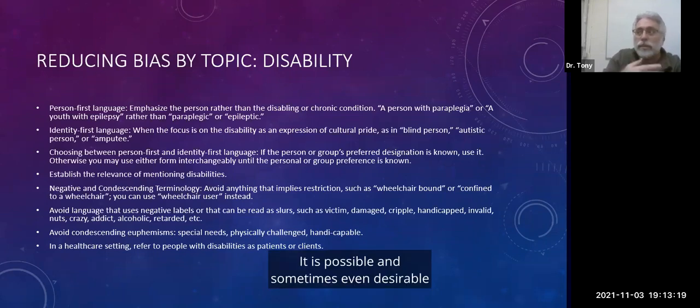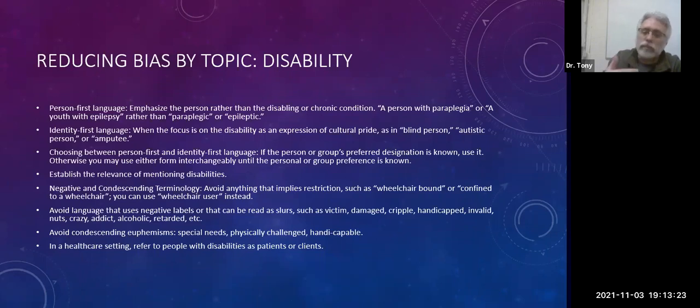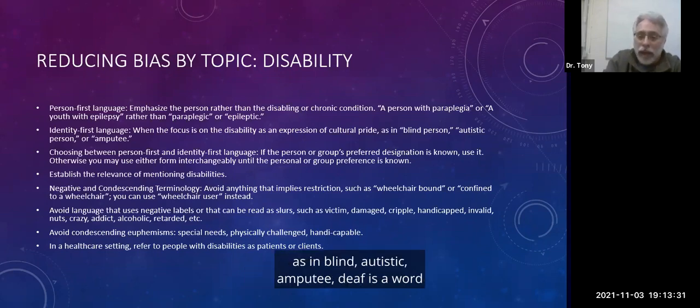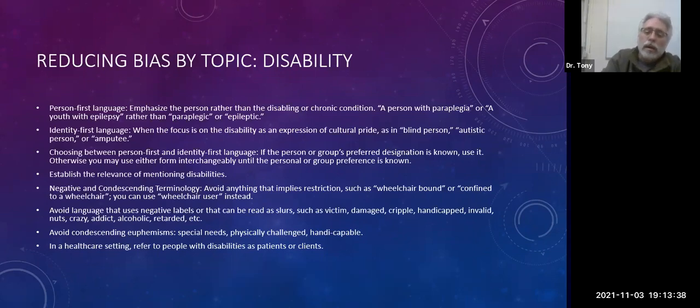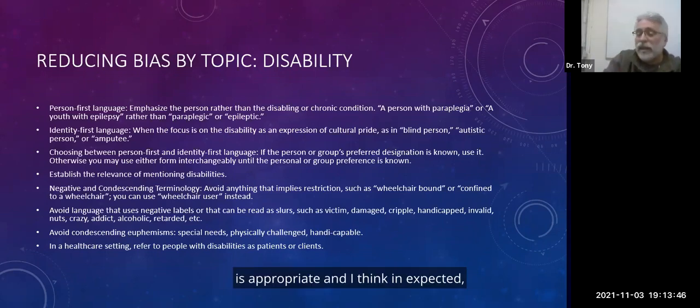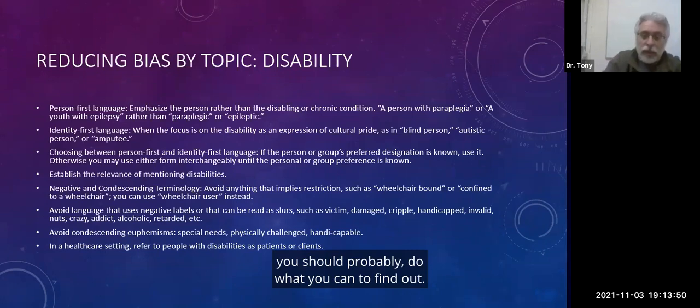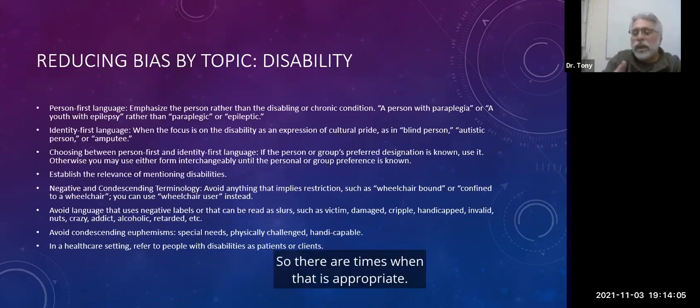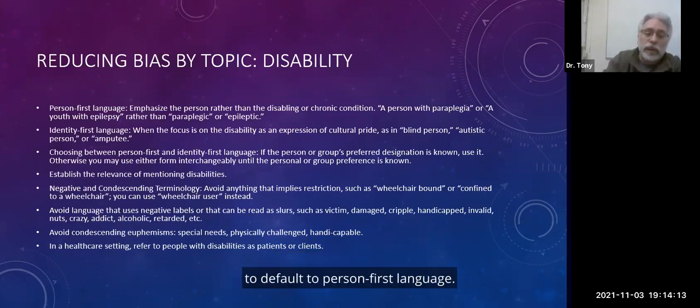It is possible and sometimes even desirable to emphasize the disability, particularly, as your definition here says, when the focus is on the disability as an expression of cultural pride, as in blind, autistic, amputee. Deaf is a word that has been reclaimed by that community. So there are times when identity first language is appropriate and I think expected. You should probably do what you can to find out. Again, Deaf is a term that community has taken on to apply to itself. So there are times when that is appropriate, although I think most of the time you're going to default to person first language.